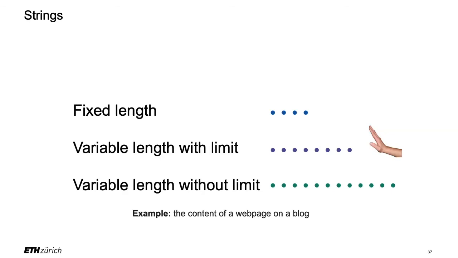In fact, this is done. Who knows WordPress? Who uses WordPress? Some of you. WordPress actually uses a relational database behind. And in that relational database, there are columns with that type where you actually store the content of a blog post. This is exactly what it does.